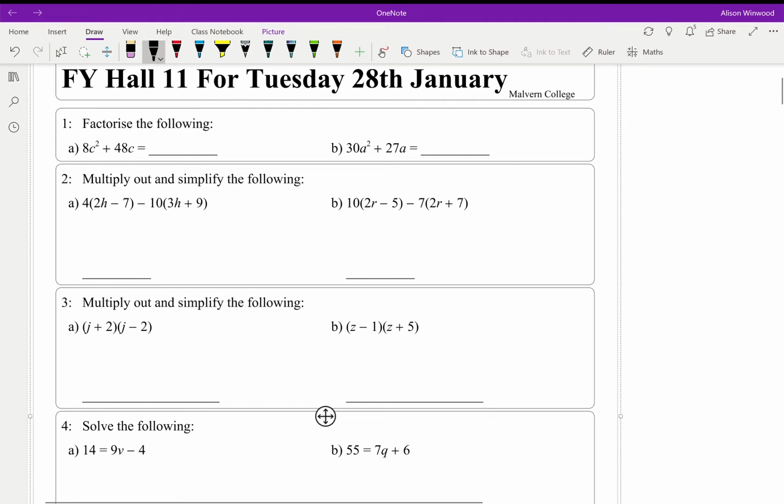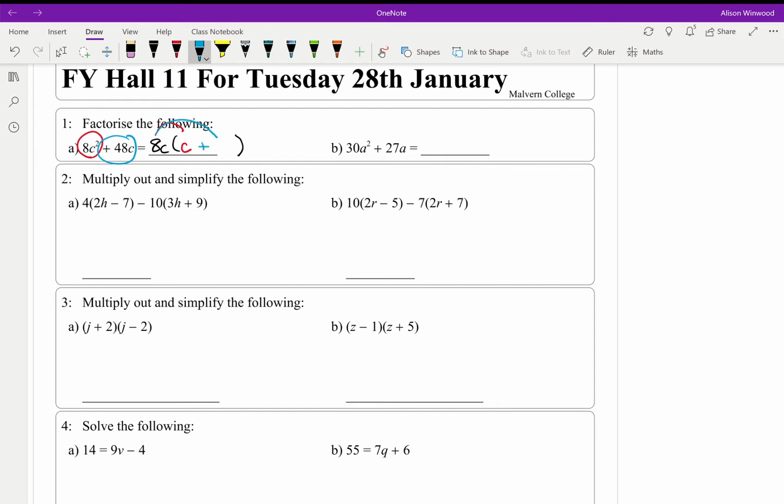8 and 48 have a common factor of 8 and both terms have a c. To make 8c squared, that's 8c multiplied by another c. To make 48c, that's 8c multiplied by 6.